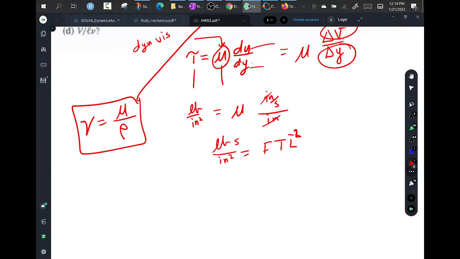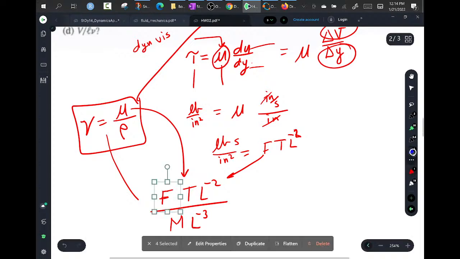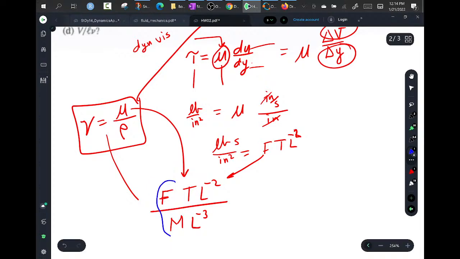Okay, so let's take the units, and we're going to basically put them in units. F, T, L to the minus 2. Where's that come from? It came from right here. And then over the density, which is mass per unit volume. And the first thing that should flag you right off is this. Okay, this should flag you immediately. I've got a force and a mass together. That's a big no-no. You should not have that.